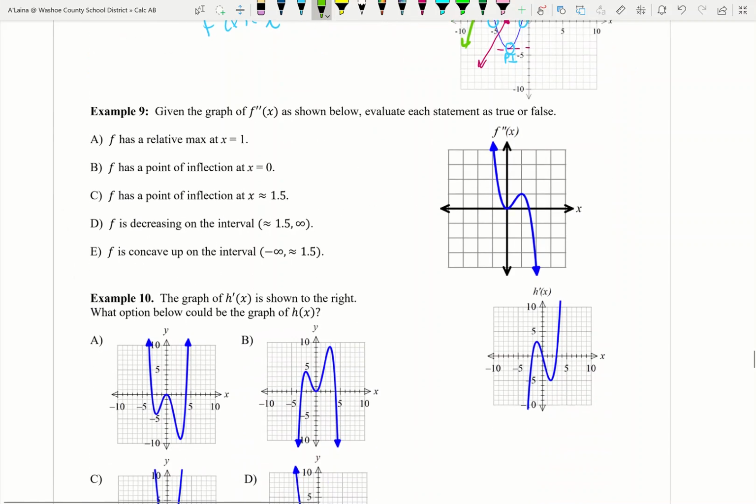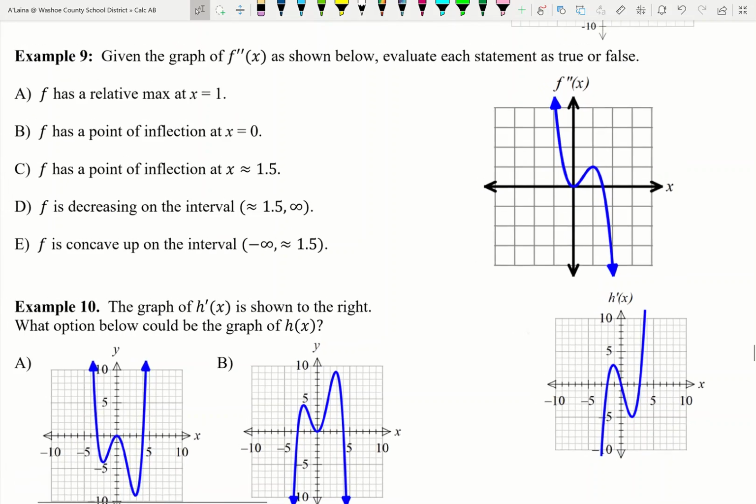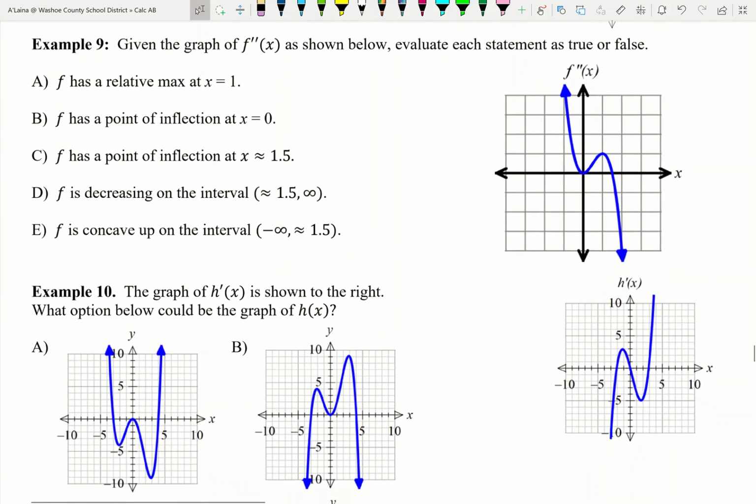Example 9 is another one I'd like you to just pause and evaluate each statement below as true or false. We are going to have some approximate values here because the scale isn't precise enough. And when you're ready, go ahead and restart this. I'm going to add in an explanation for each of these as well, rather than just saying true or false.